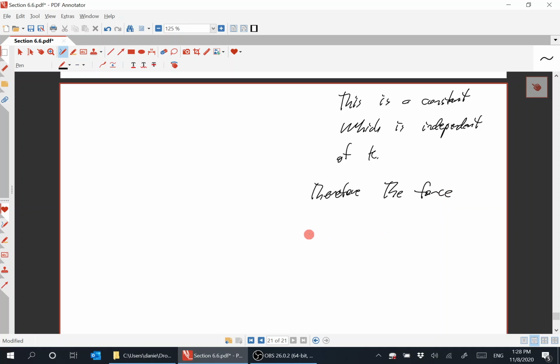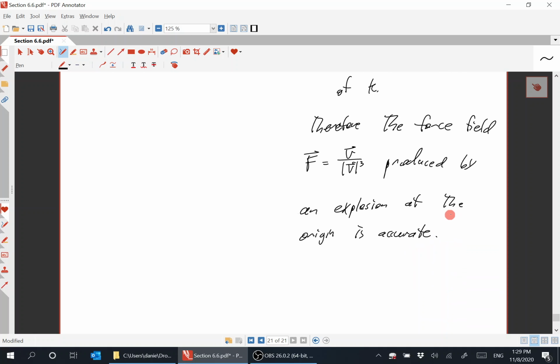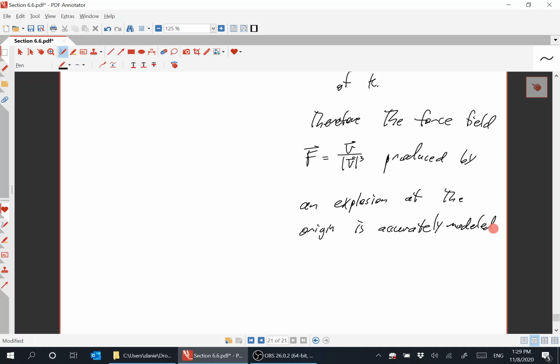Therefore, the force field F equal to the vector v over the length of v to the third, the force field F produced by an explosion at the origin is accurately modeled, is the way to say it.